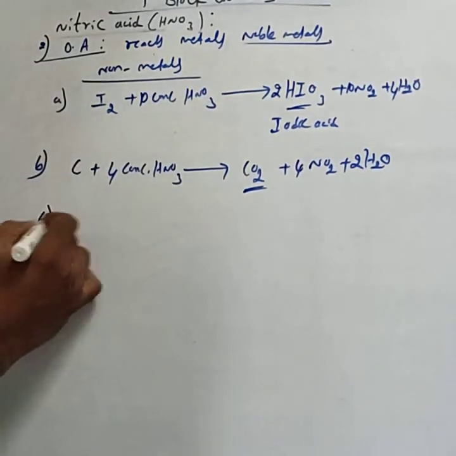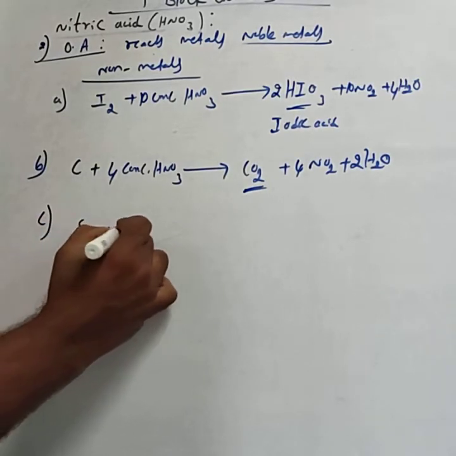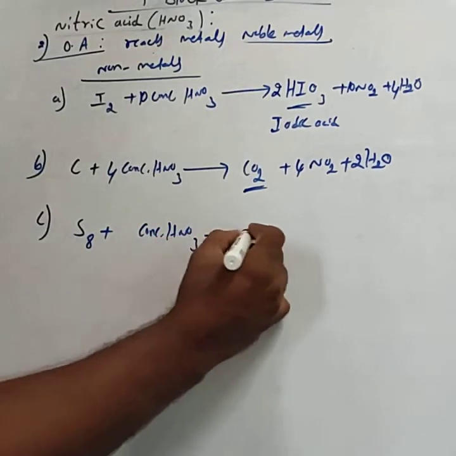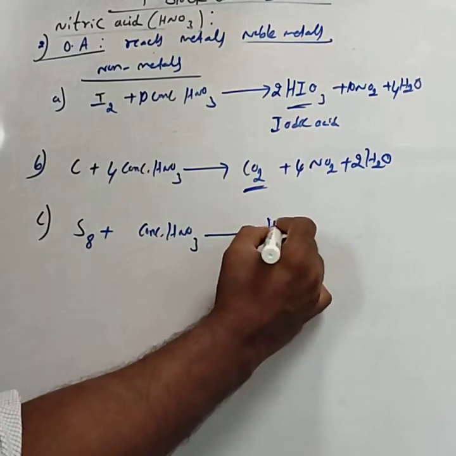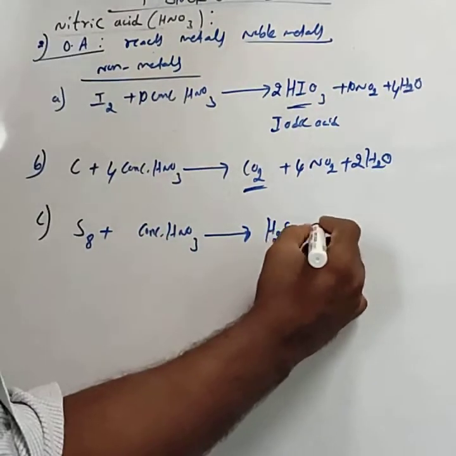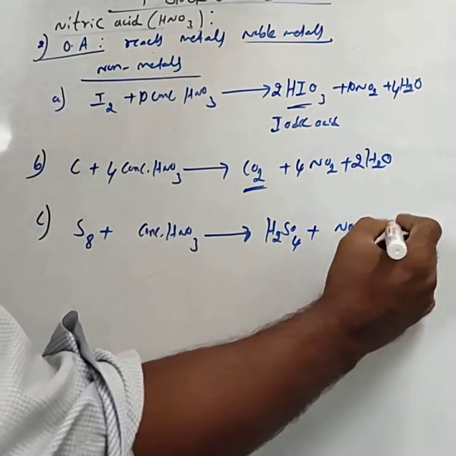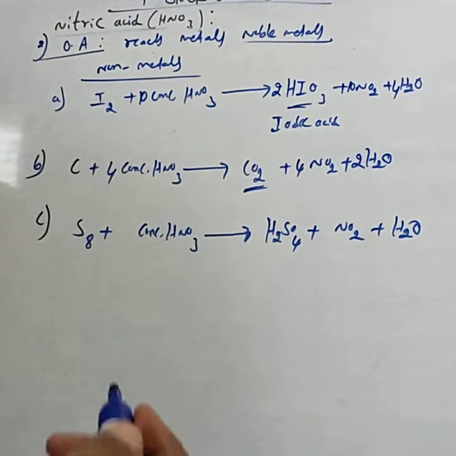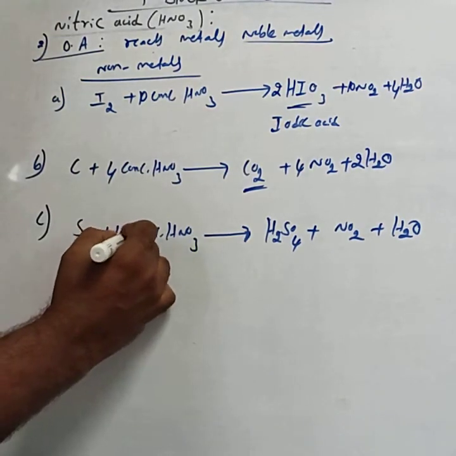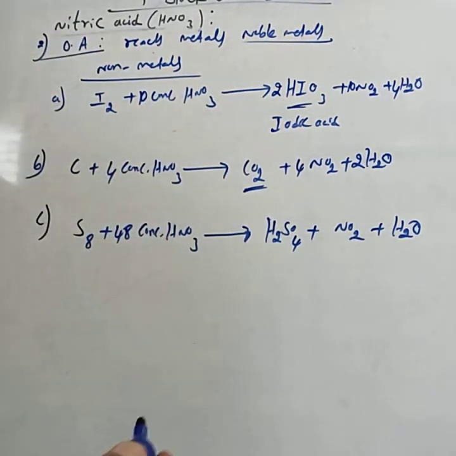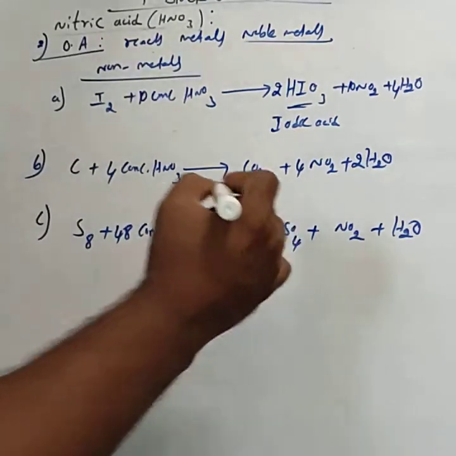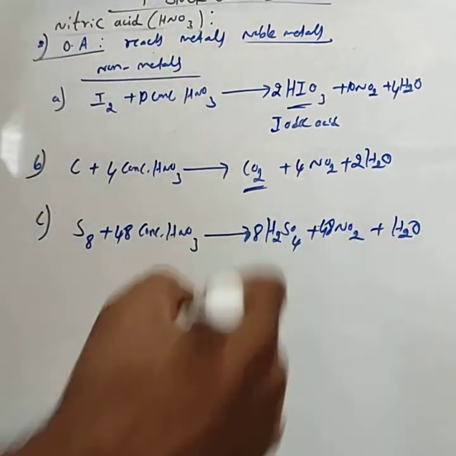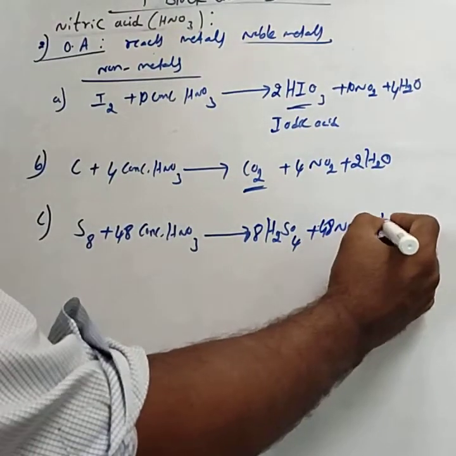Then sulfur to sulfuric acid. It oxidizes sulfur into sulfuric acid, H2SO4, NO2 and water. Here the numbers are 48 moles of concentrated HNO3, 8 moles of H2SO4, 48 moles of NO2 and 16 moles of water.